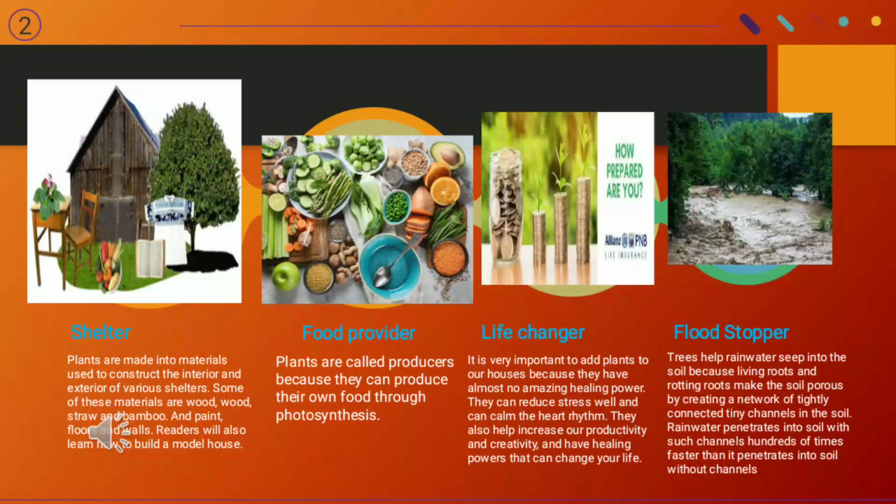Next is flood stopper. Living and rooting roots in trees help rainwater seep into the soil by creating a network of tightly connected tiny channels in the soil. Rainwater penetrates hundreds of times faster into soil with such channels than it does into soil without them.